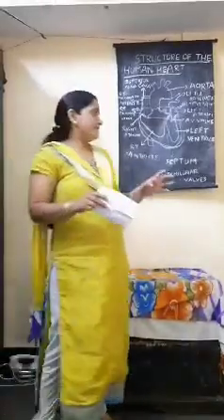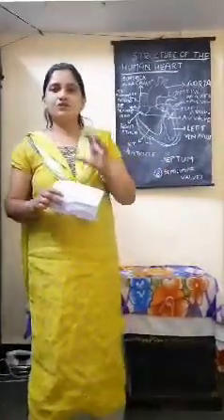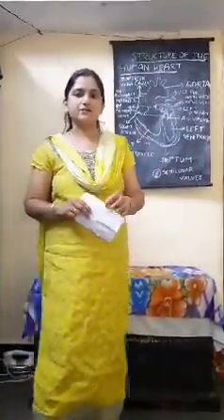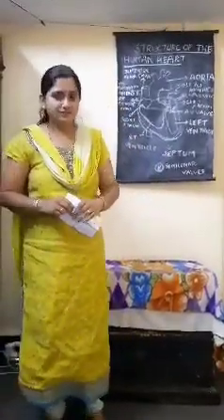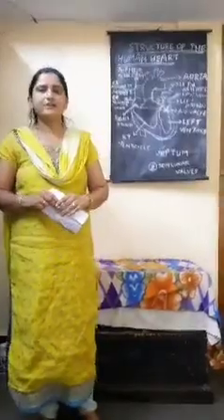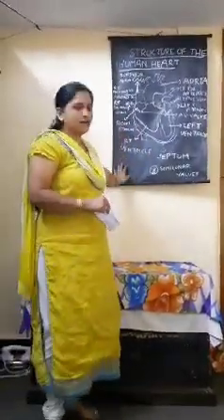Now we see the circulatory system consists of organs. Those organs include the heart, blood vessels, and the lymphatic system. Now we'll see about the heart.